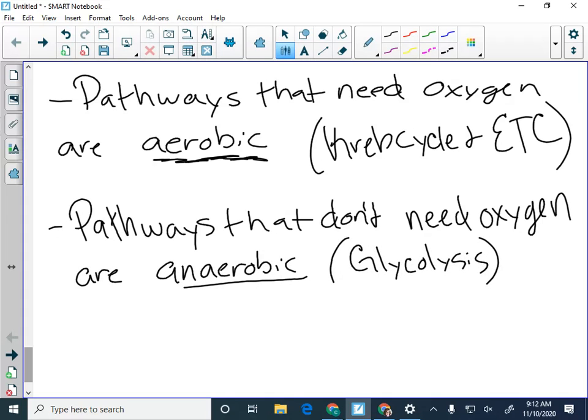So, glycolysis, the Krebs cycle, and the electron transport chain are 3 steps in a process. So, the Krebs cycle and the electron transport chain need oxygen. They are aerobic pathways. Glycolysis doesn't need oxygen to do that first step. So we call that anaerobic.